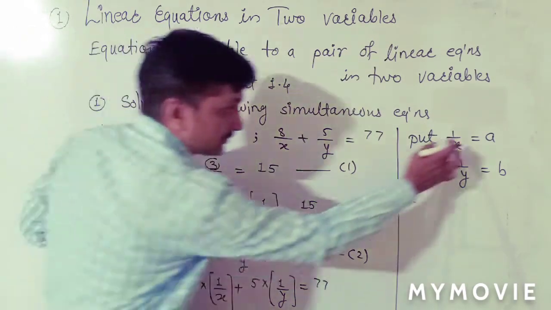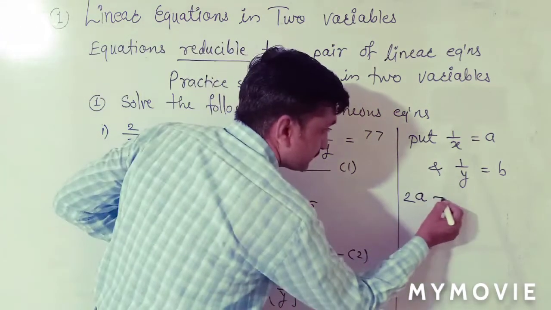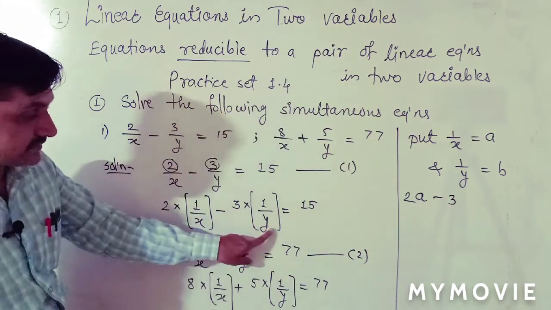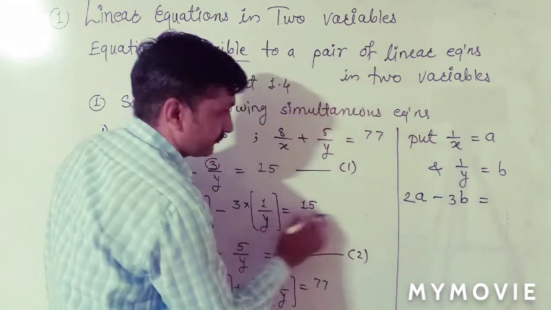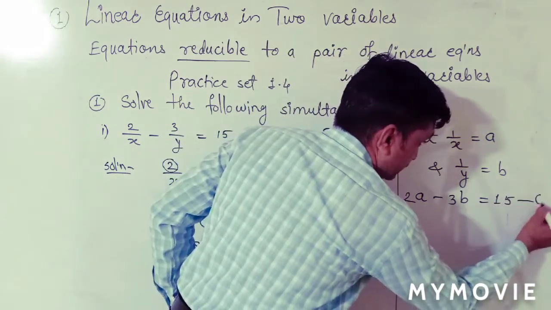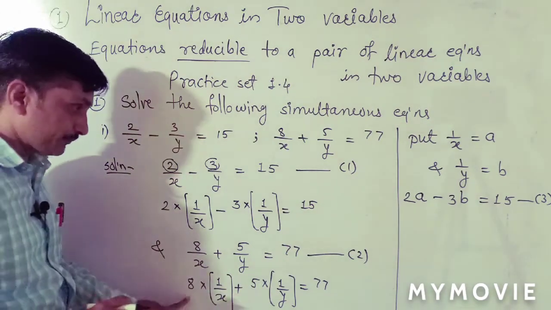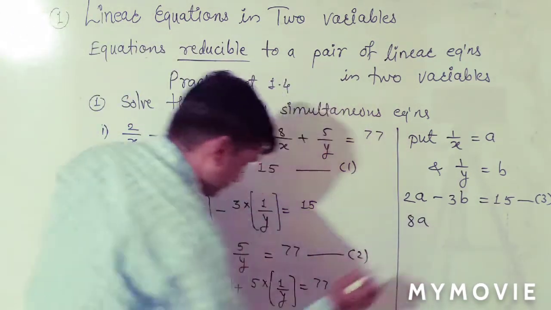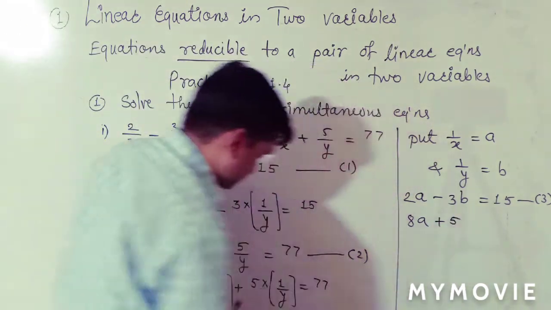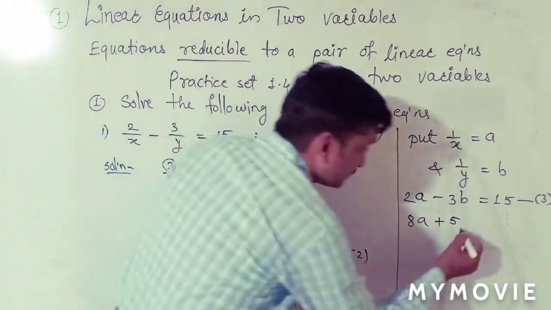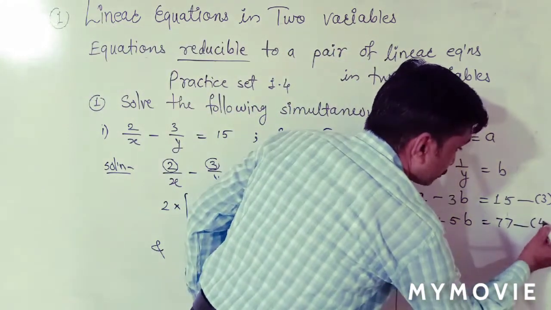First bracket 1/x is equal to a, so it becomes 2a, minus sign as it is, 3 from here, and second bracket 1/y is equal to b, is equal to 15. Now this is equation number 3. Similarly in equation 2, 8a, here first bracket is equal to a, plus 5, here second bracket is equal to b, and 77 on the right side as it is. Here I give number 4.